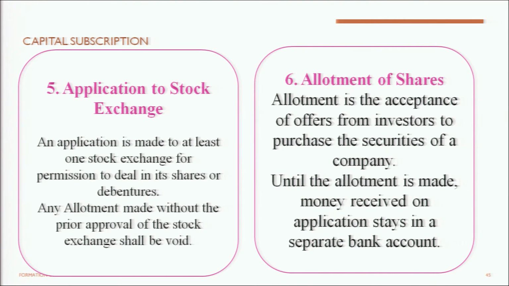And if all these requirements and compliances are duly made, then the company can go for allotment of shares, and until the allotment is made, whatever money the company has received on the application, that money will stay in a separate bank account, and in case allotment is not made, money will be refunded from that separate bank account to the investors. Now the last topic under this chapter is of one-person company.